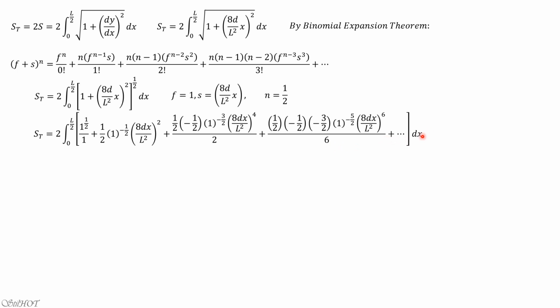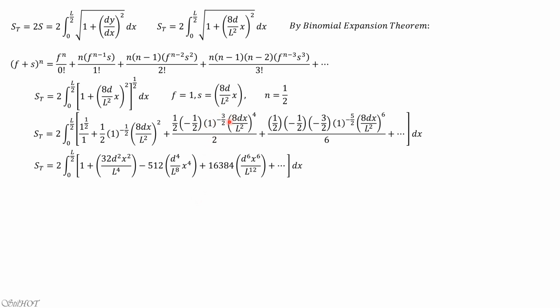And plus dot dot dot times differential of x. So simplifying the terms inside these brackets, we have S_T equals 2 integral 0 to L over 2 of 1, then the second term is 32 over L to the fourth d squared x squared, then minus 512. We just simplify and evaluate the numerical values of the coefficients: 512 d to the fourth x to the fourth over L to the 8th, then plus 16,384 d to the 6 x to the 6 over L to the 12, plus and so on.